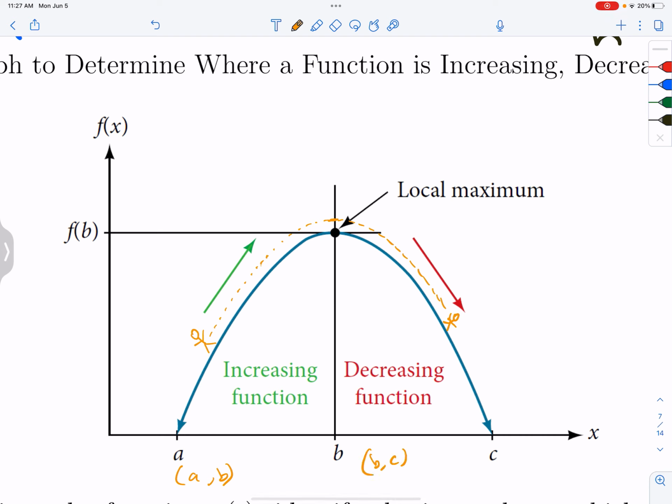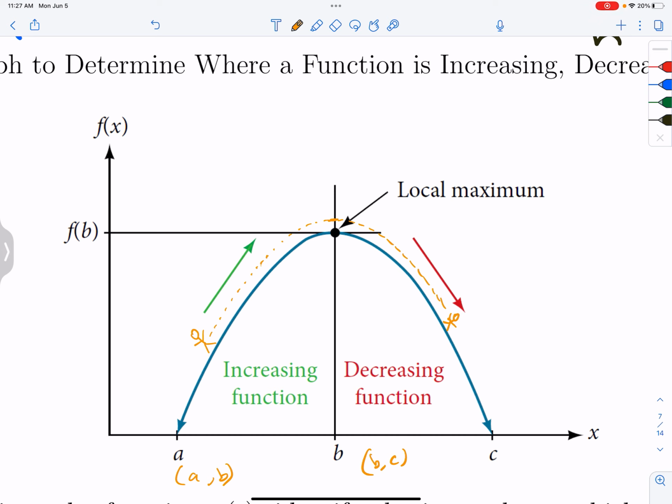B to C. And we write these locations in interval notation. And notice that we don't include the endpoints here. So we're not going to include B because at B, this function is neither increasing nor decreasing. It's like we're leveled off there.